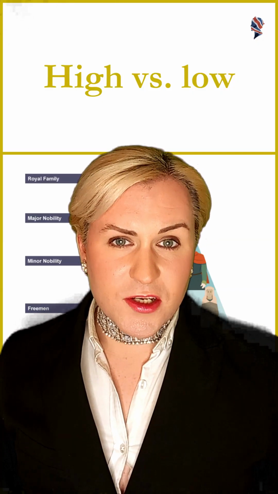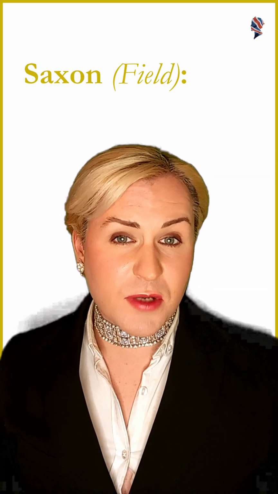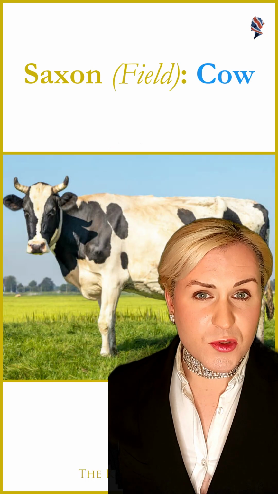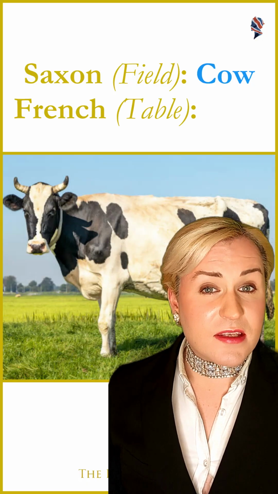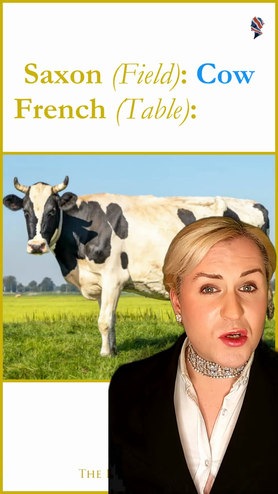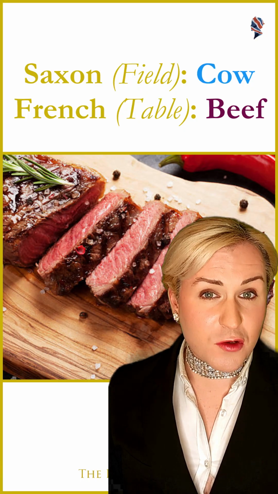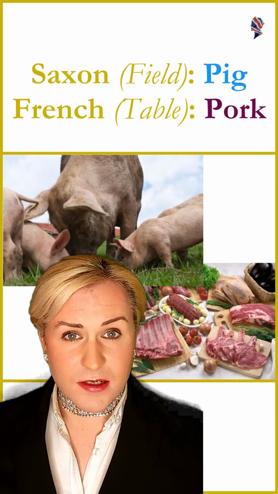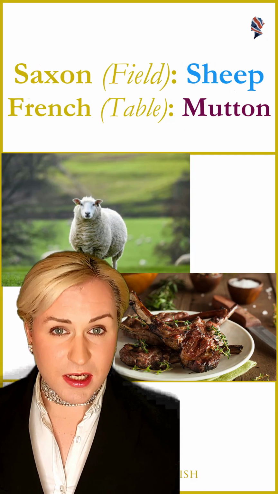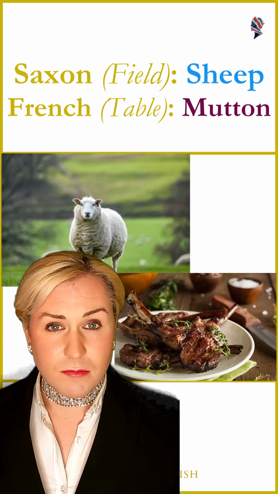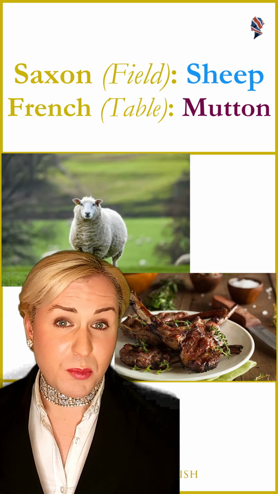When we talk about the Old English or the Saxons, we can call it field vocabulary because they were mostly farmers. And for the French rulers living in the castles, we would talk about table vocabulary. In Old English, they would talk about cow as the animal and also as the meat. In French, they make the difference between the animal and the meat. So we took the French word bœuf, changed it to beef over time. Same for pig and pork, which comes from the French, porc. Sheep, the animal, and mutton, the meat. Mutton coming from the French mouton, which is a sheep.